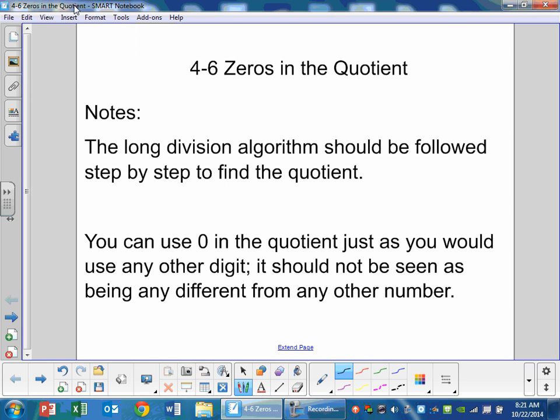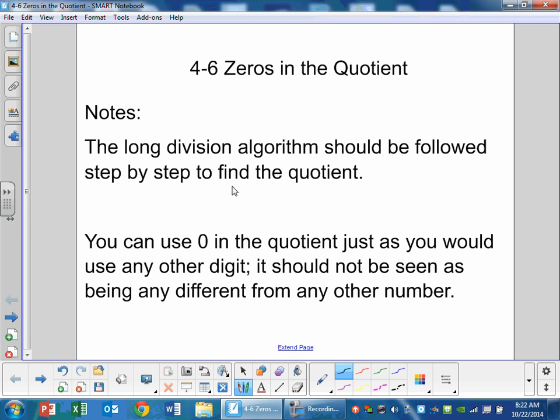Okay, today's lesson is 4-6 called Zeros in the Quotient. You will need your spiral to take notes and a pencil, just one color. So go ahead and write the title at the top of your next page. And here are the notes I want you to start with.